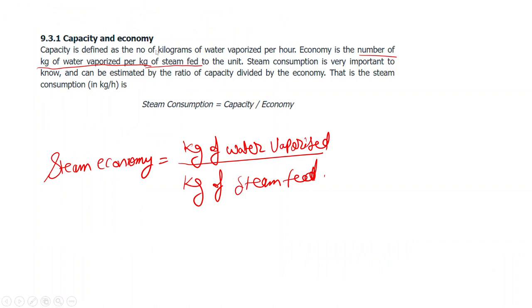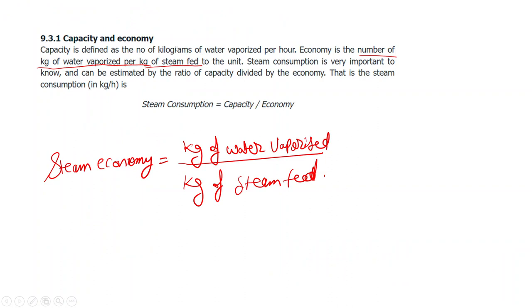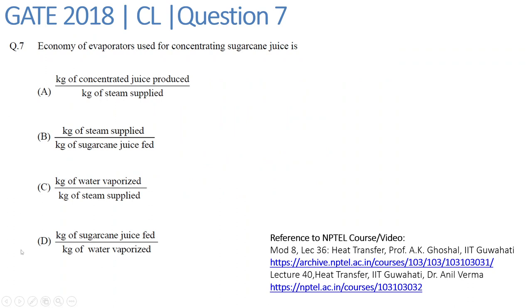So there are some general definitions related to steam evaporator terms. The first one is capacity, which is defined as the number of kgs of water vaporized per hour. The second definition is economy, which is the number of kg of water vaporized per kg of steam fed. In the given question, we were asked to find the economy of evaporators. So steam economy is defined as kg of water vaporized upon kg of steam fed.